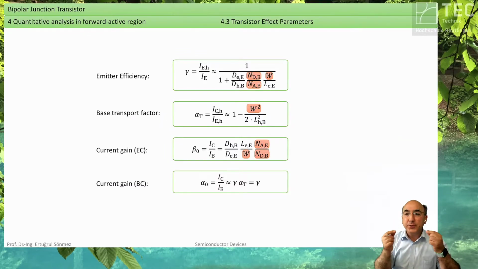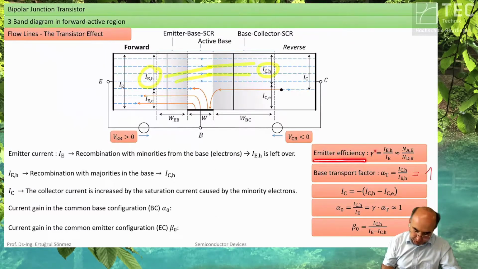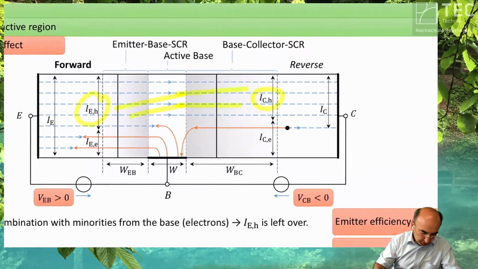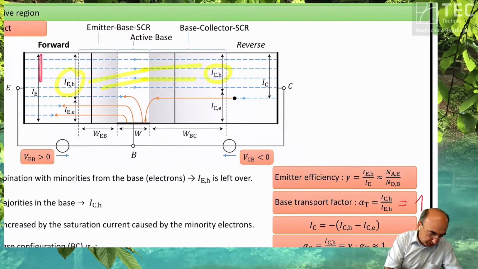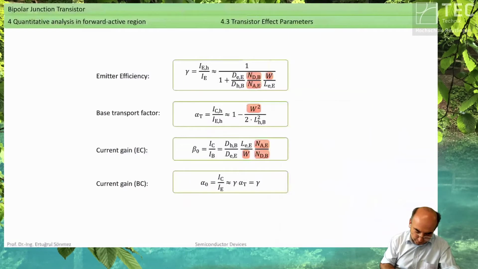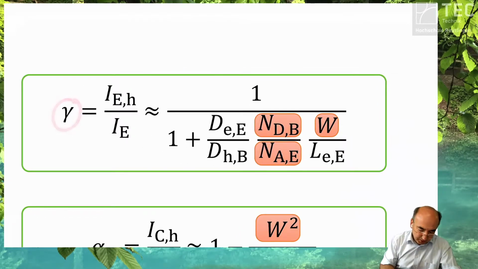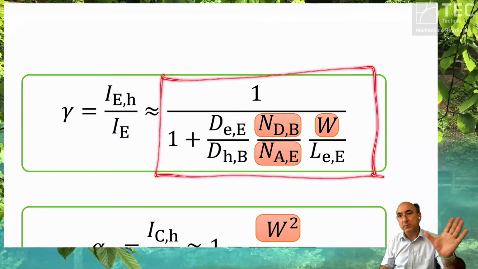Now, let's learn something based on the parameters of a bipolar transistor. I said here the emitter efficiency. We said that the emitter efficiency is the relation between this current and that current. Now, we have the equations for these currents. If we take the equations, then we get for the emitter efficiency this equation as an approximation.